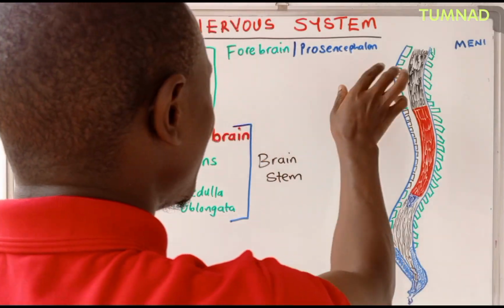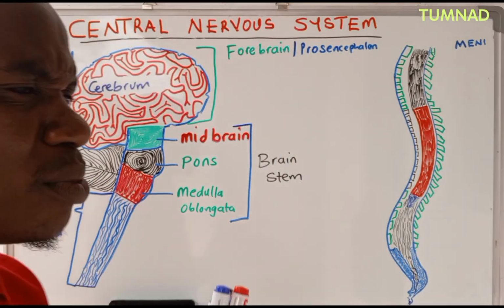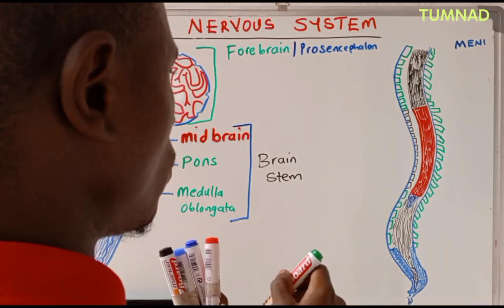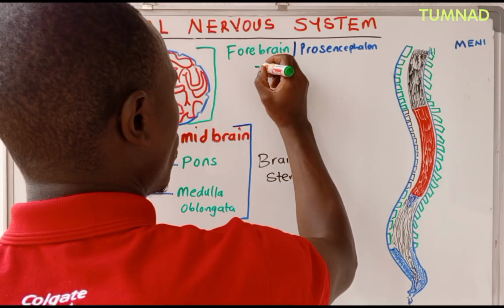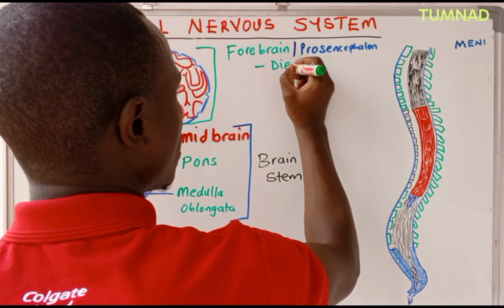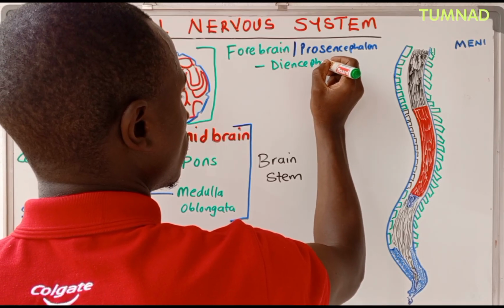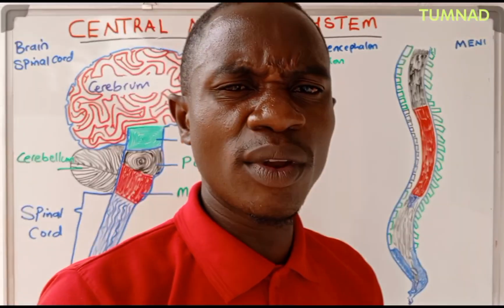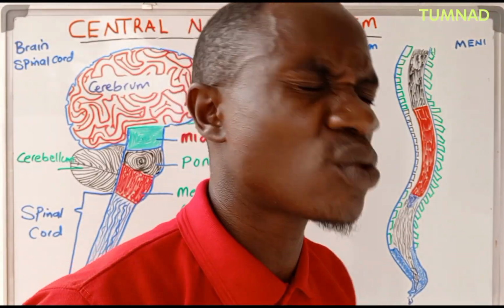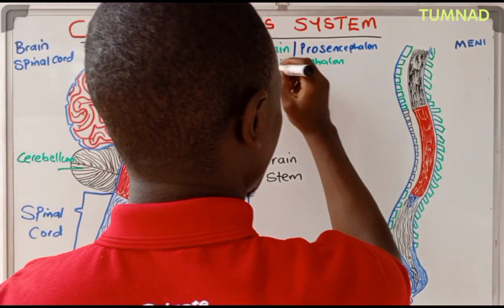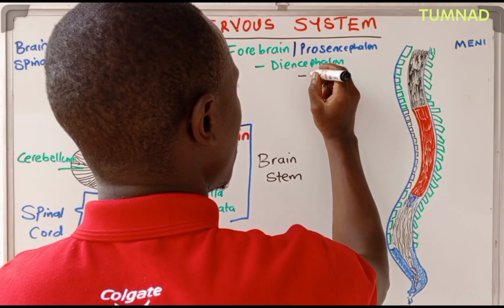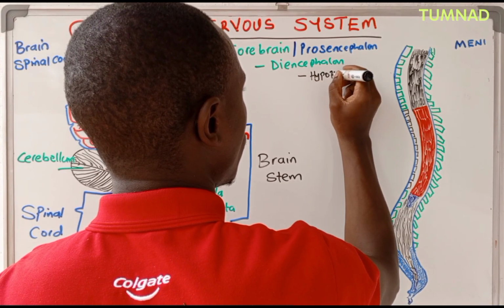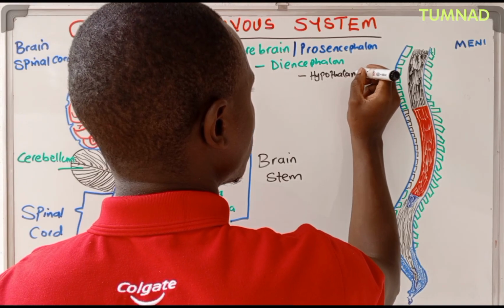Now in this part of the brain, we are going to have a lot of structures. What are some of those structures that are located in the forebrain? We have what we call the diencephalon. And of course, in the diencephalon, you're going to have more structures. What are some of those structures? We have what we call the hypothalamus.